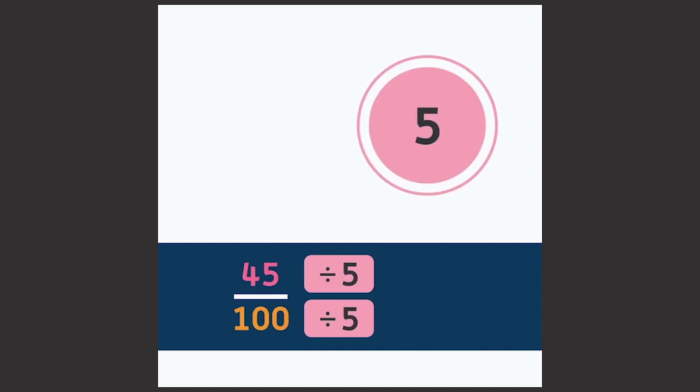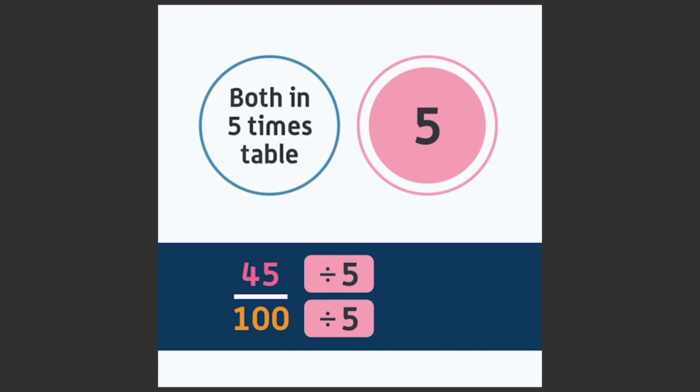Similarly, in 45 over 100, both the numerator and the denominator can be divided by 5, since 45 and 100 are both in the 5 times table. This would give you 9 over 20, which can't be cancelled any further, as there isn't a number other than 1 that goes into 9 and 20.